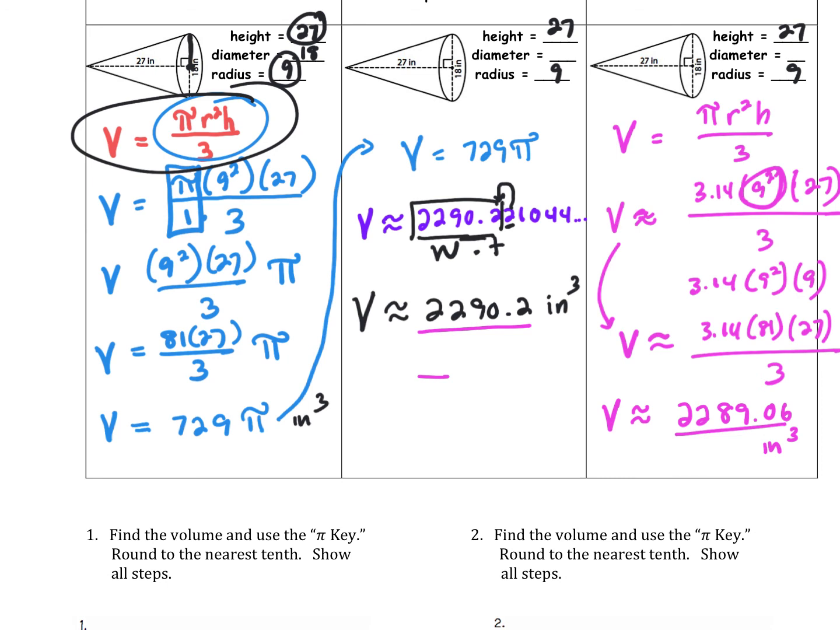So that's all for today, but I just want to let you know tomorrow on your remote day, I'm going to ask you to set up the practice problems using the formula, the substitution, and then our next in-person day, we'll finish up completing the last step, finding the volume with our calculators.